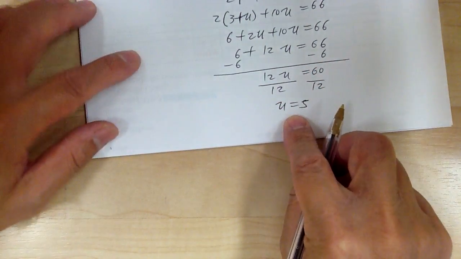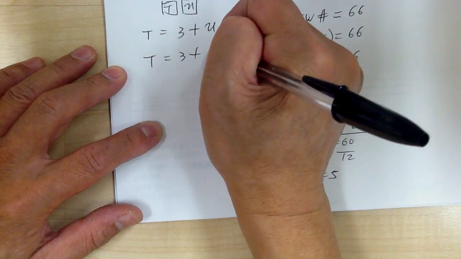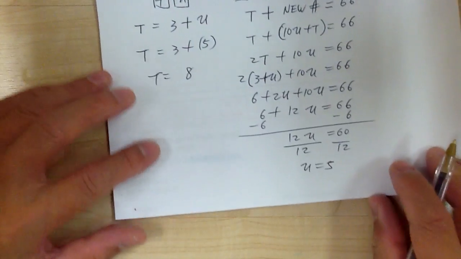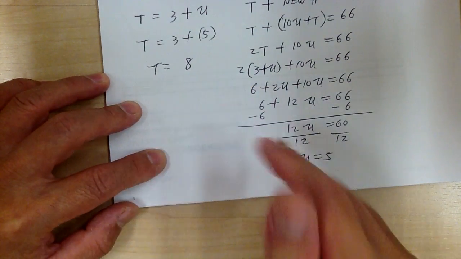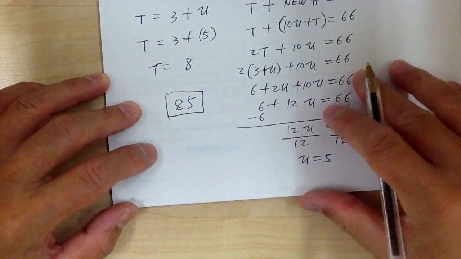Once you get u equal to 5, you come over here to solve for t. So t equal to 3 plus u, which is the 5. So t equal to 8. And so now t equal to 8, u equal to 5, and your original number would be 85. Okay, and that's it for number 6. Okay, let's go to number 7.